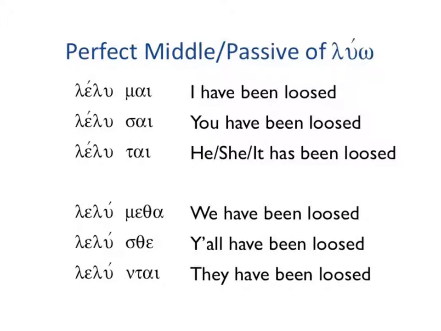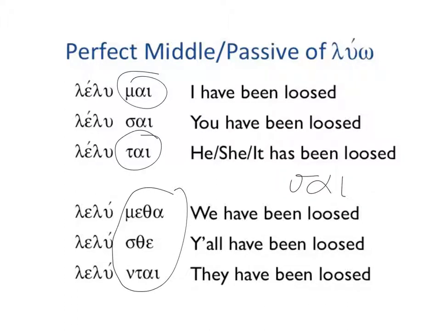This, again, actually should be pretty easy for you to get down. And the reason that this should be easy for you to get down is that mai, sai, tai, metha, sthe, ntai are technically the actual endings for the middle passive, just without a connecting vowel. So you already know these. Instead of ometha or esthe or ontai, it's just metha, sthe, ntai. So just memorize those without the connecting vowels. In mai and tai, instead of omai or etai, you have mai, tai. Now, what's the one that's different is sai. And the reason that that's different is morphologically, what happens is there was a connecting vowel.